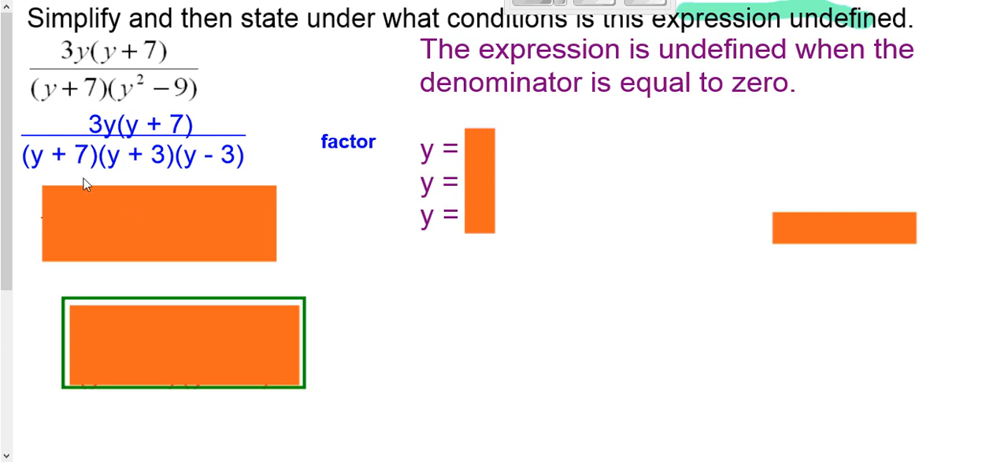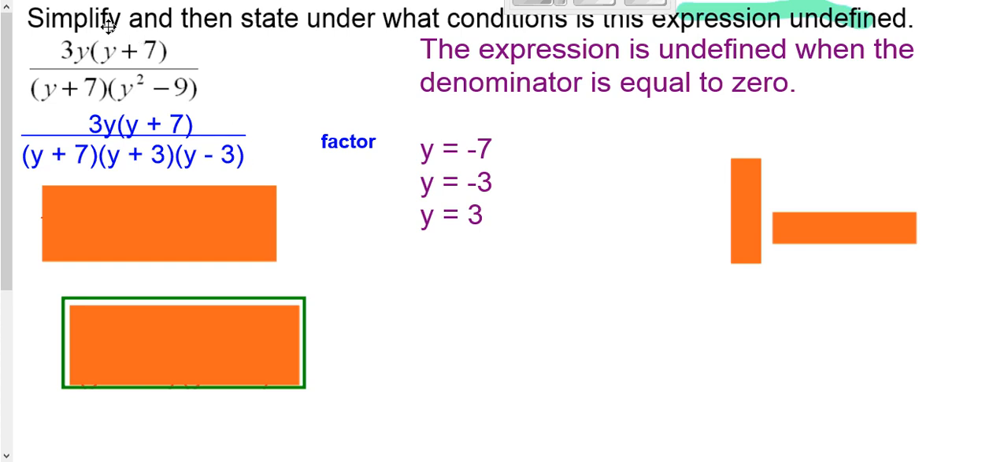So now we need to take a look at where is this undefined. What causes the bottom to be 0? Set each parenthesis equal to 0 and solve it. So x plus 7 equals 0, and you get x equals negative 7. You set your y plus 3 equal to 0, and you get y equals negative 3. You set your y minus 3 equal to 0, you get y equals 3. So where it's undefined is whenever the denominator is 0 before you simplify.